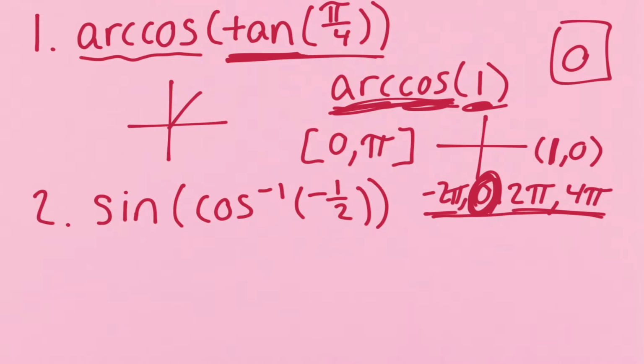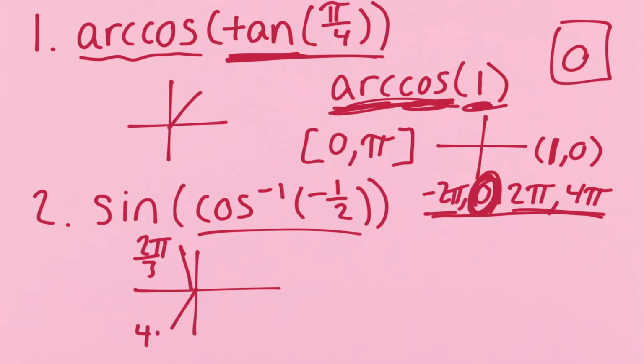Number 2, we want to start with the inside again, inverse cosine of negative 1/2. Inverse, remember we're solving for an angle, so an angle where x is negative 1/2. That'll be here and here, which is 2 pi over 3 and 4 pi over 3. But again, remember we restrict inverse cosine from 0 to pi, which is this part, so 2 pi over 3 is going to be our only answer there.